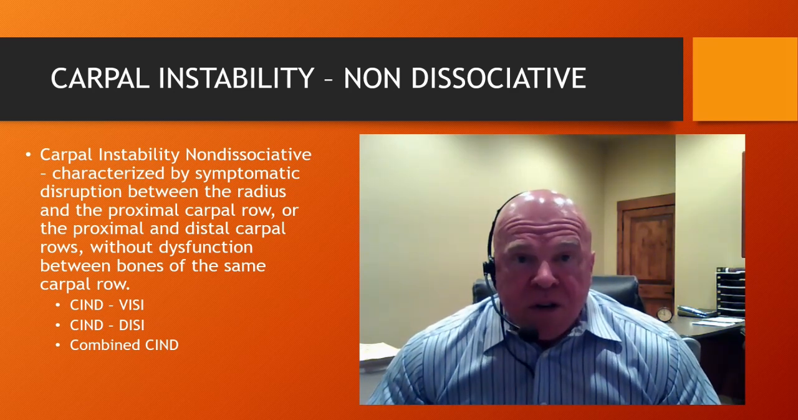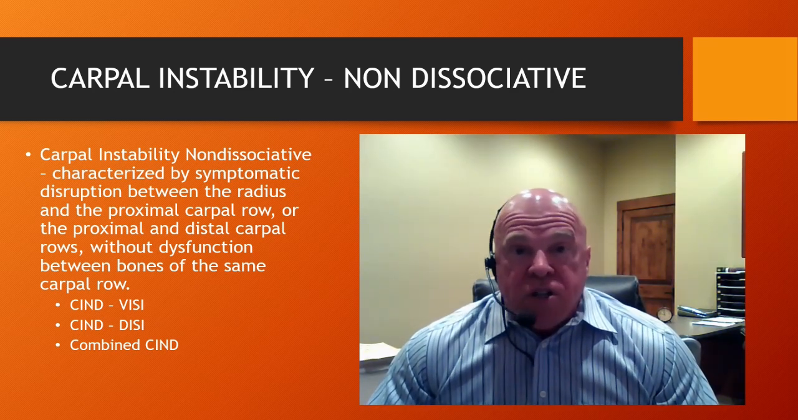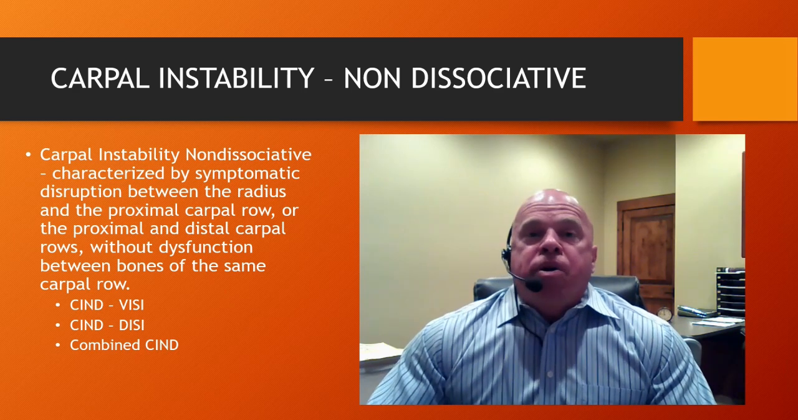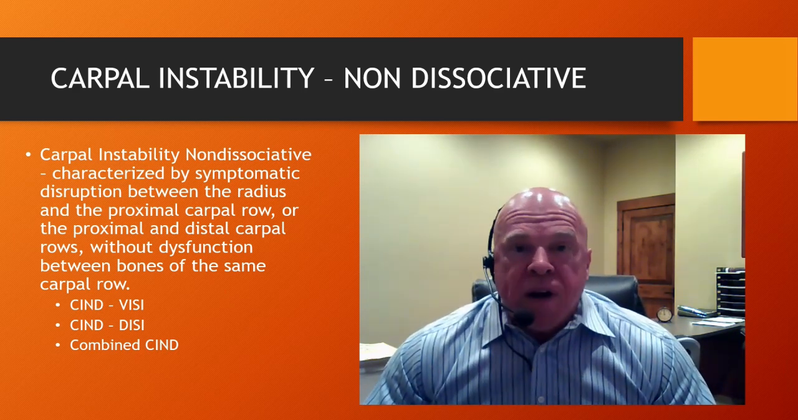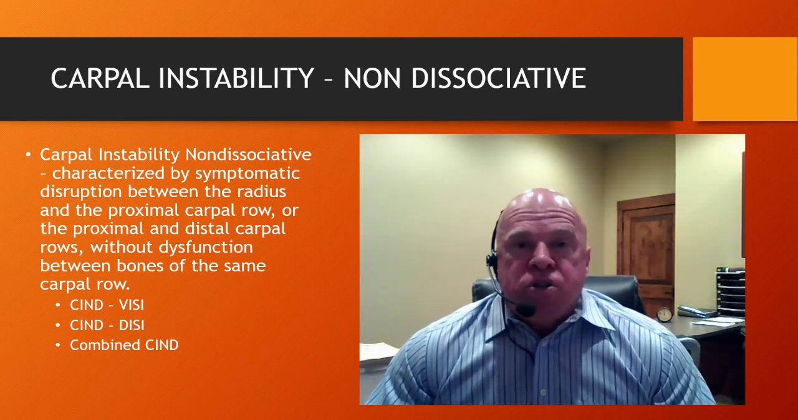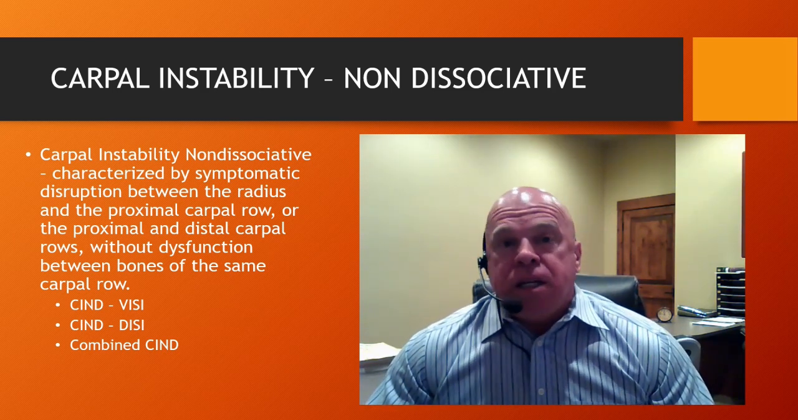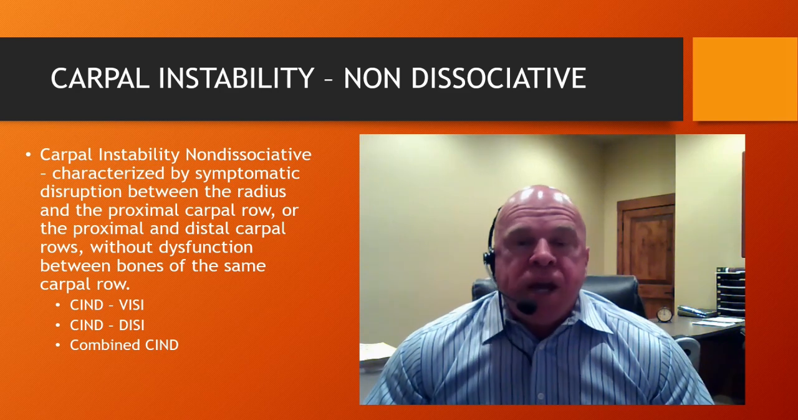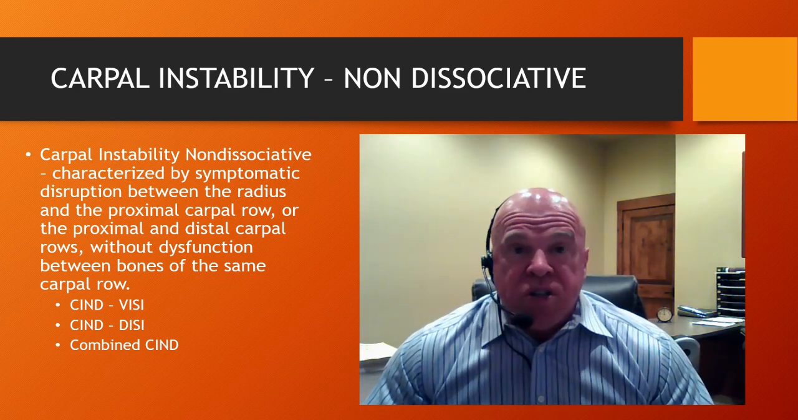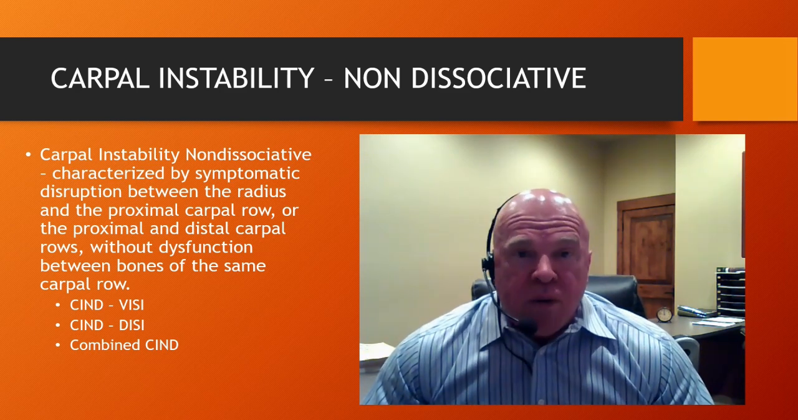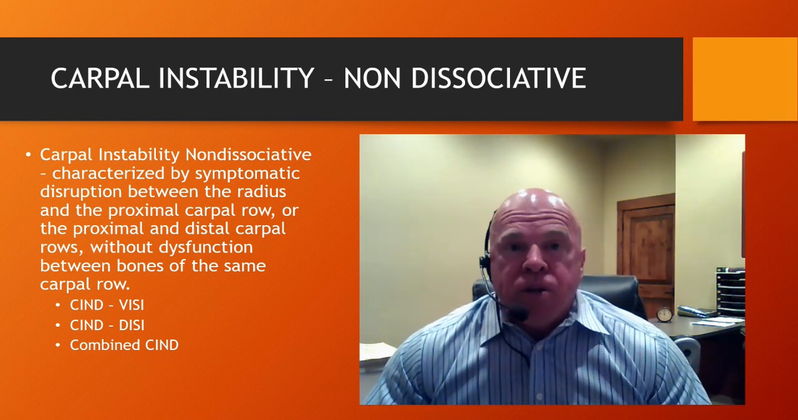So I mentioned that here just for your own education and edification, but from here on we'll limit our discussion to those patterns that are described in the AMA guides, which is the VISI and the DISI deformities. Okay, so let's take a look at these wrist extrinsic ligaments that are involved with these non-dissociative carpal instabilities.